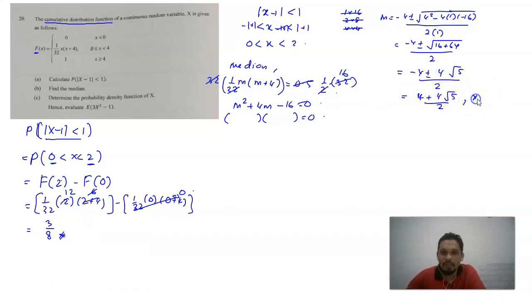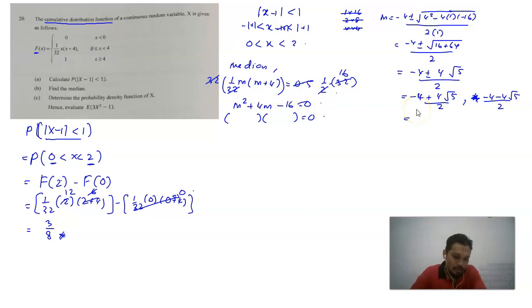And another one here is 4 or negative 4. So negative 4 here and negative 4 plus and minus 4 square root of 5 divided by 2. Okay, so now let's find it one by one. Negative 4 plus 4 times square root of 5 divided by 2.